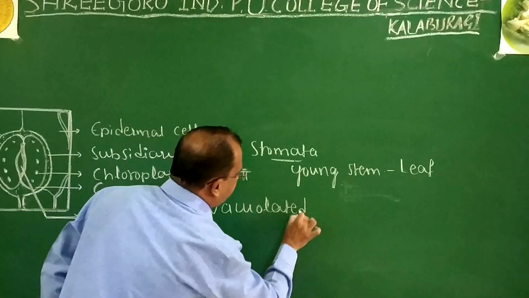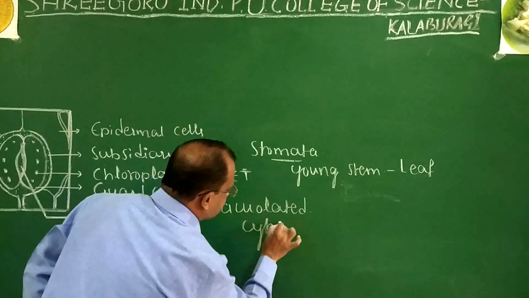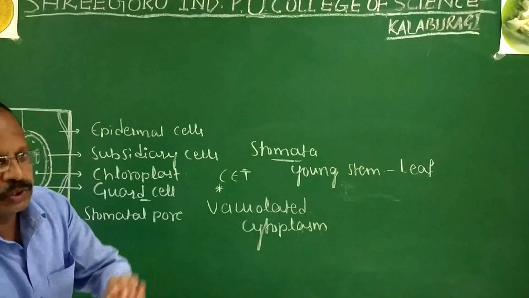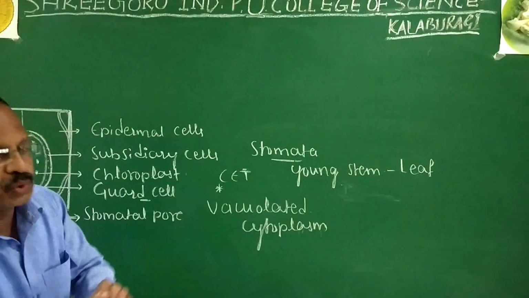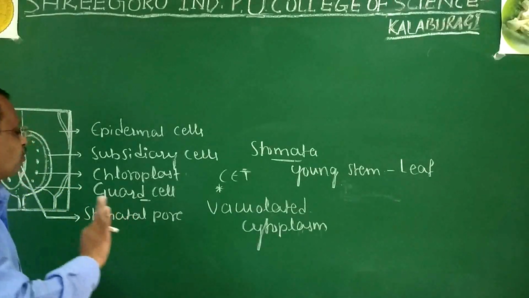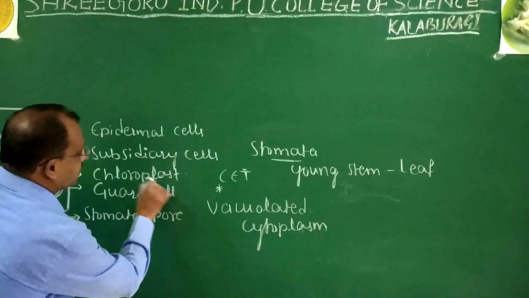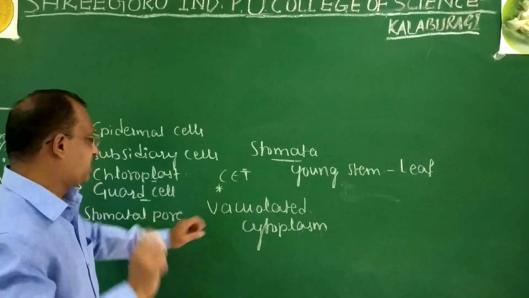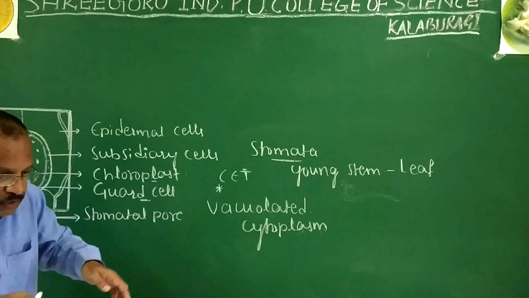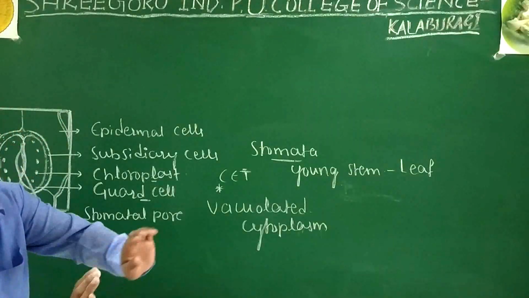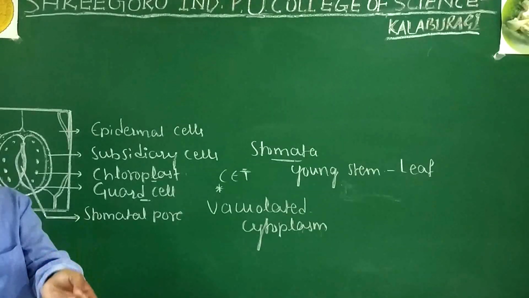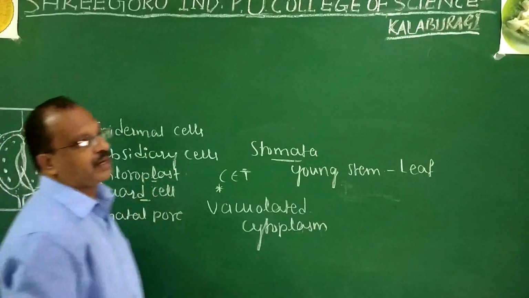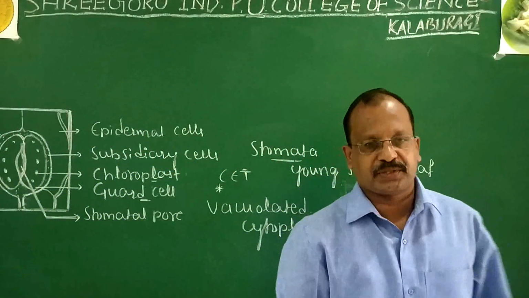It is having vacuolated cytoplasm. Due to presence of this large vacuole, cytoplasm is pushed towards the periphery, or boundary, or edges. Cytoplasm contains chloroplast. Already I covered this point, chloroplast.